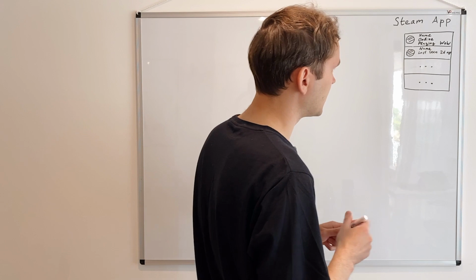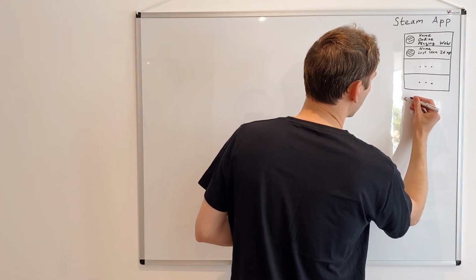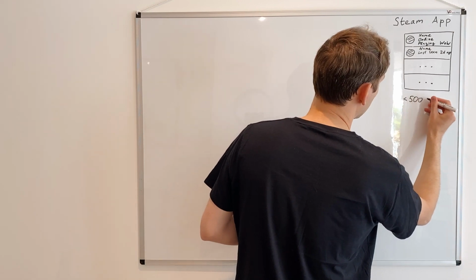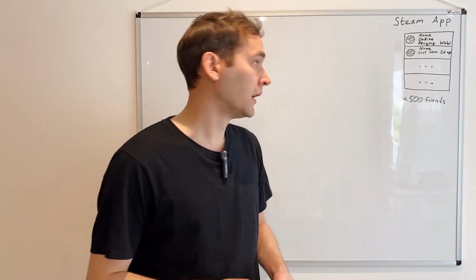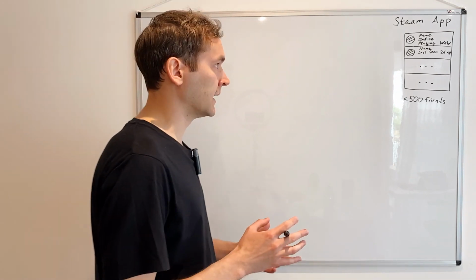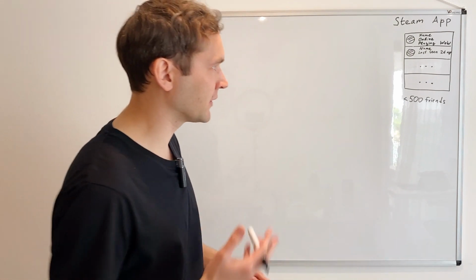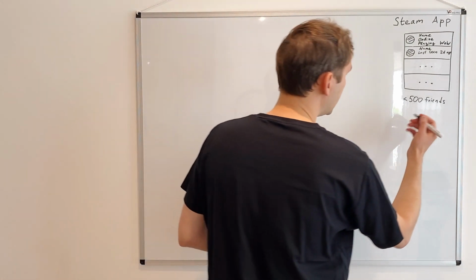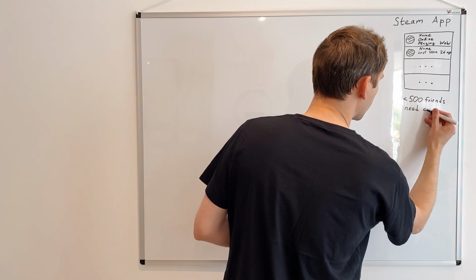So let's say for this problem we have less than 500 friends. So basically it's not really much. Okay, so second question is, do we need an offline version or some kind of cache for this thing? Let's say that we need cache. So I will write here need caching.